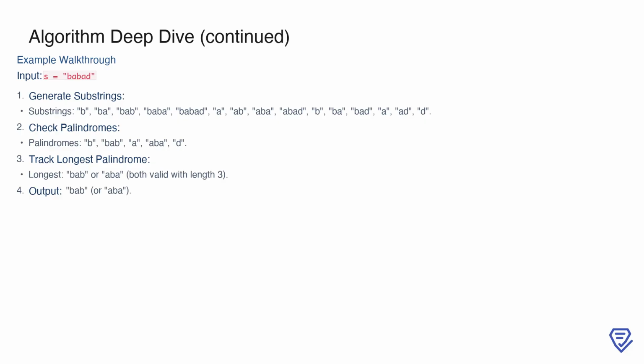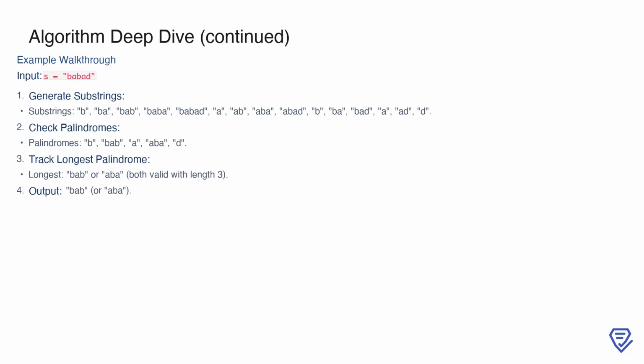To solidify our understanding, let's walk through an example with the input string s equals "babad". First, we generate all possible substrings, such as b, ba, bab, baba, babad, ab, aba, abad, and so on. Next, we check each substring to determine if it is a palindrome. Among the substrings, b, bab, aba, and d are identified as palindromes.